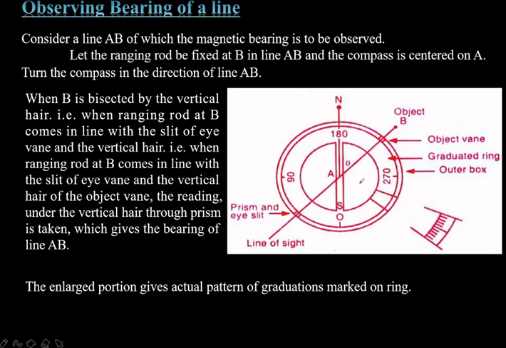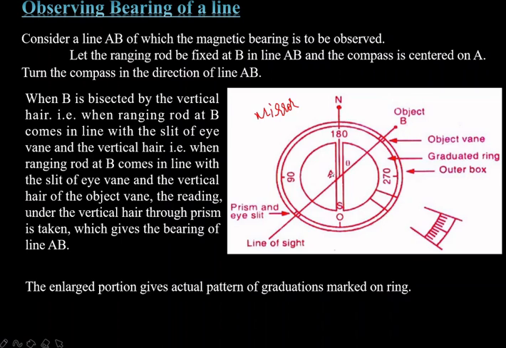See here, consider this as the prismatic compass and this as the graduated ring, with the north and south poles. At the south pole, 0 bearing is there. At the north pole, 180 degrees will be there. Here we can see it directly as 180 degrees, but this 180 is written as a mirror image. When we see from the prism only, we can see the 180 degrees correctly, as we are seeing now.